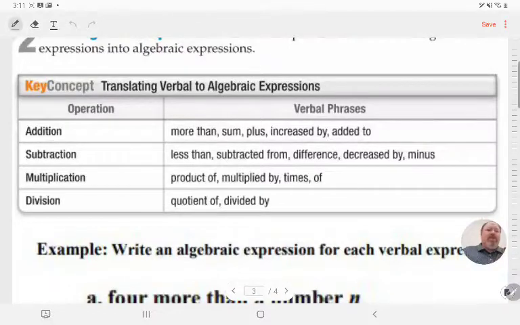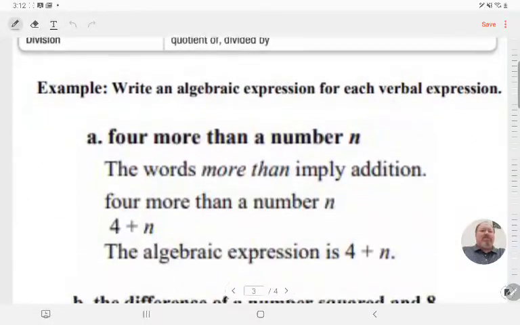Addition, you're going to look for words like more than, sum, plus, increased by, added to. Subtraction, you're going to look for less than, subtracted from, difference, decreased by, minus. Multiplication, you're going to look for things like product of, multiplied by, times, just the word of. And division, you're looking for quotient of or divided by. Okay, those are some examples. So let's take a look.